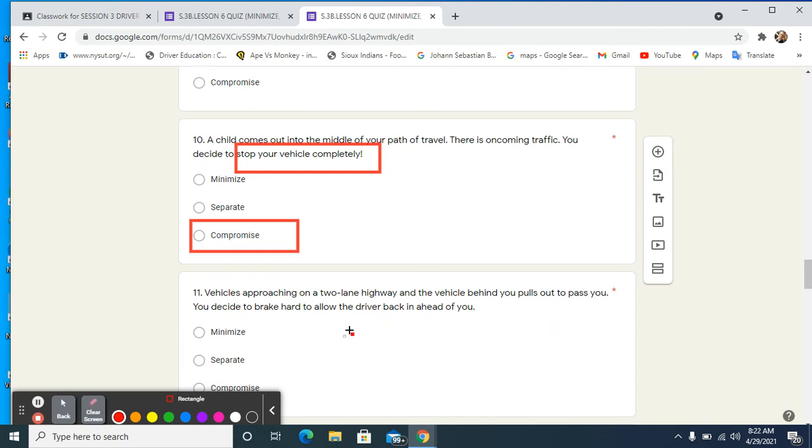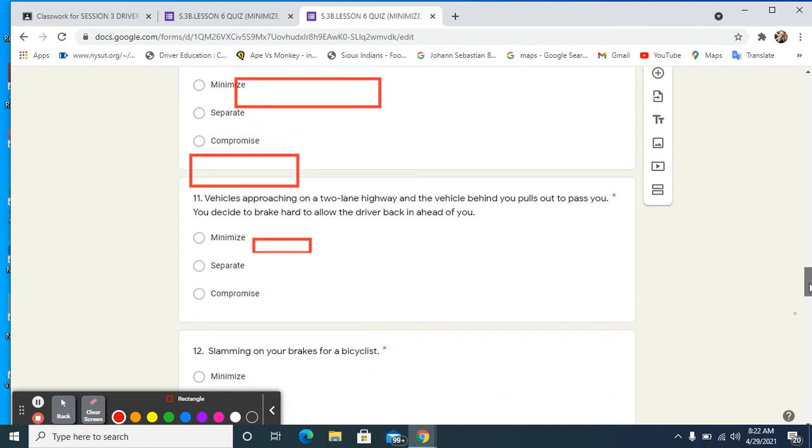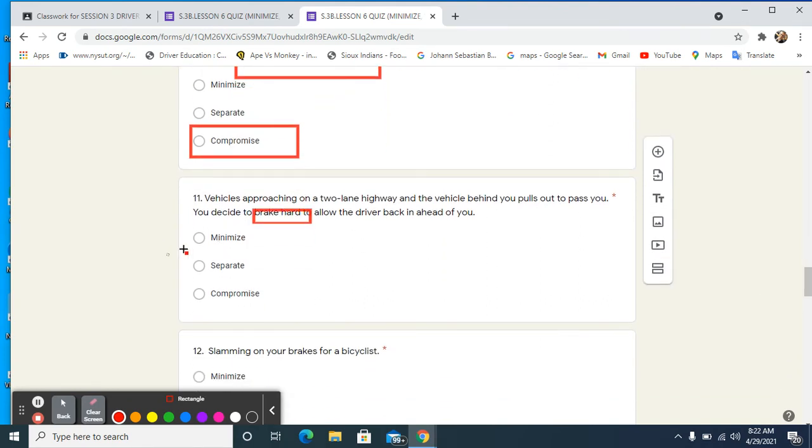Okay, with vehicles approaching you from the opposite side, you decide to brake hard, right, to allow the driver back in behind you. So in this situation, we're not coming to a complete stop, right? We're just slowing way down so that car can zip right in front of you, right? Kind of cut you off. But this is a case of separate.